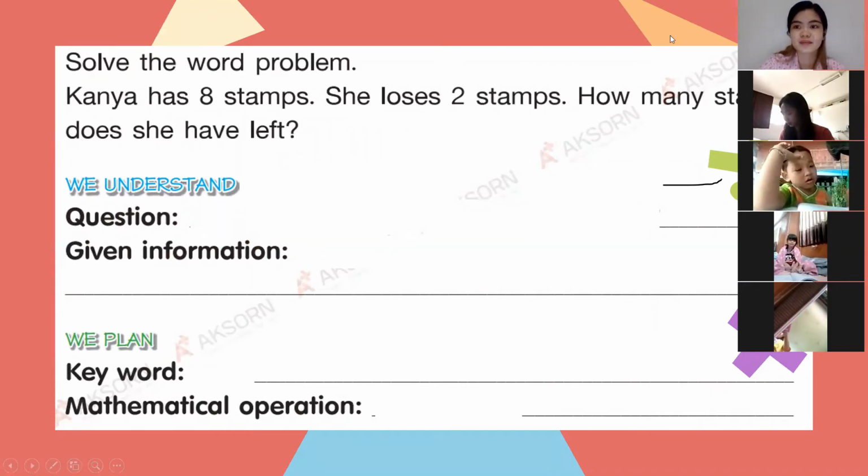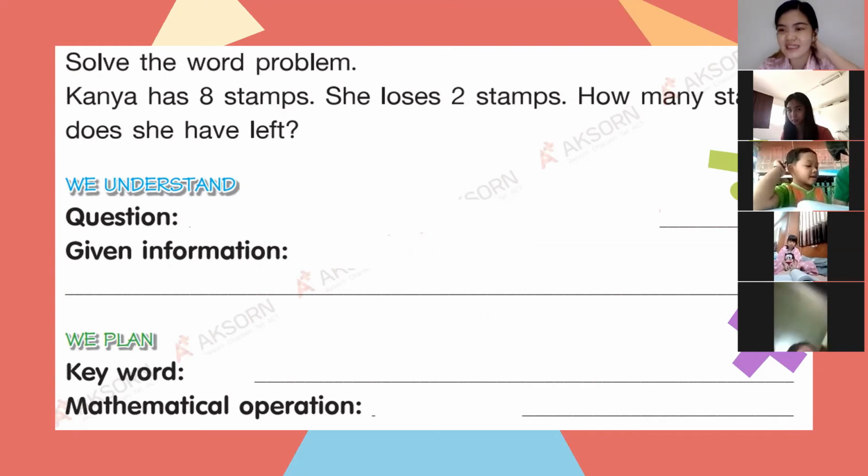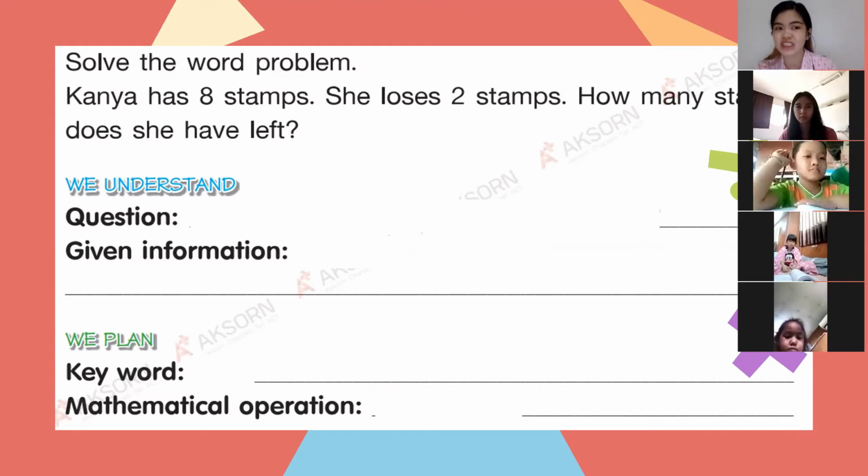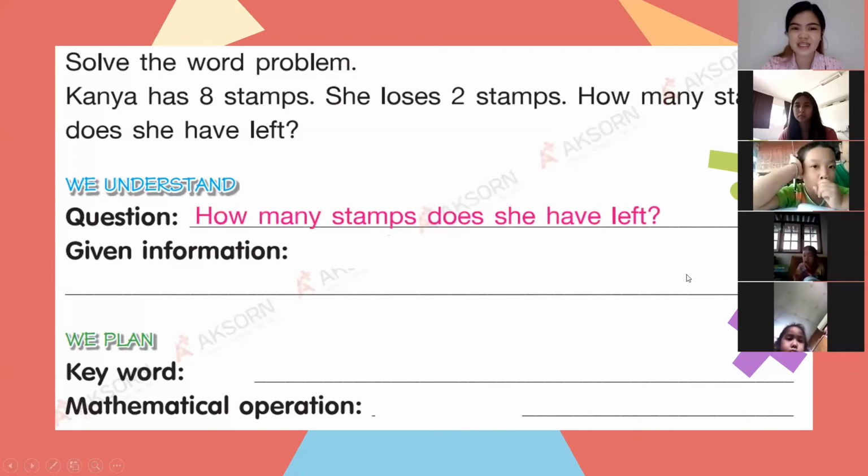Okay, so let's start answering your book. So we're going to solve the word problem. The word problem is Kanya has 8 stamps. She loses 2 stamps. So how many stamps does she have left? So we're going to understand first the question. So what is the question? We're going to write it. So the question is, how many stamps does she have left?